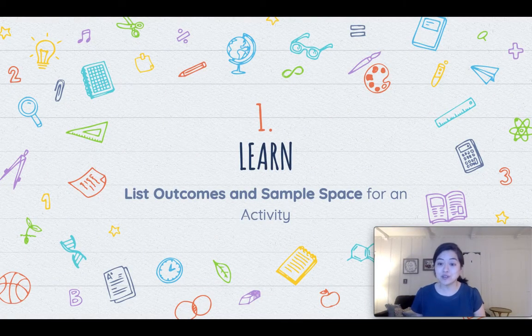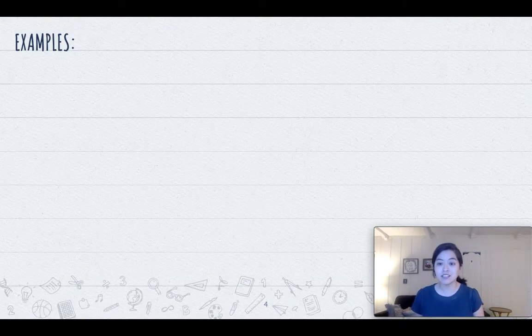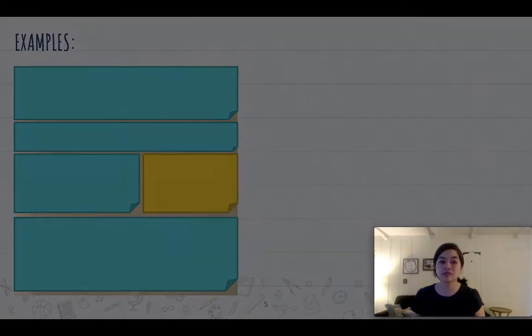Okay, so we're starting a new chapter and it's an introduction to probability. Today we're going to focus on learning what outcomes are, learning how to find the outcomes, and learning how to identify a sample space. So let's get started. Let's look at these examples.